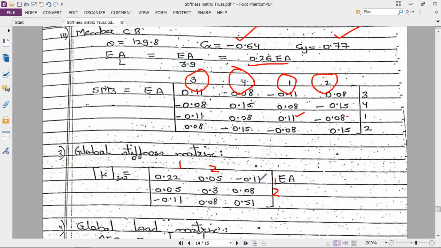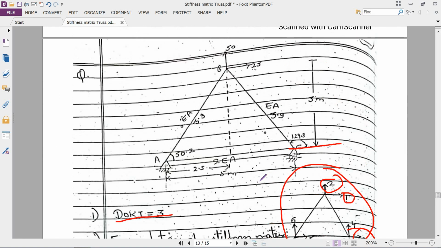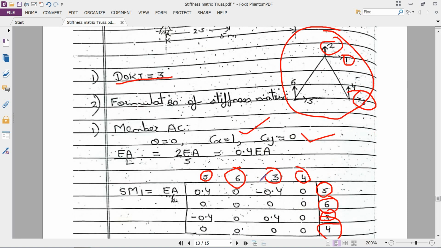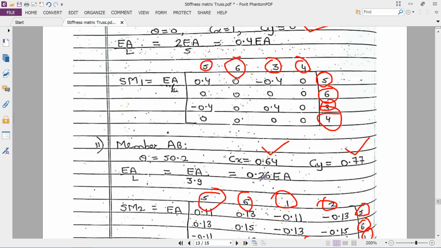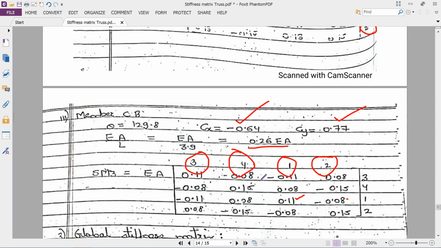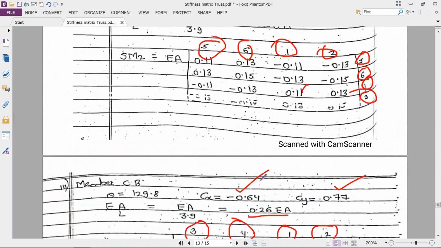Then minus 0.11, we have to see where it comes from. So it will be acting at this 3 1, we have to see that.